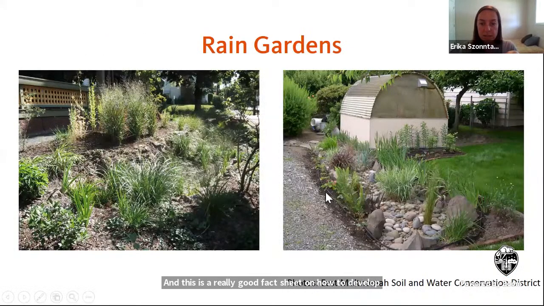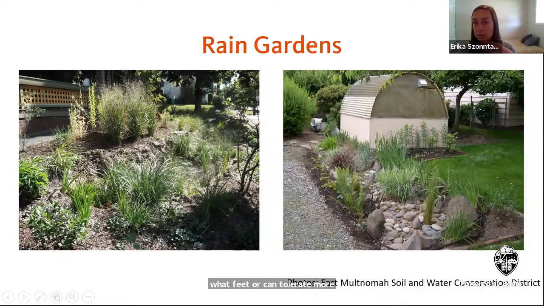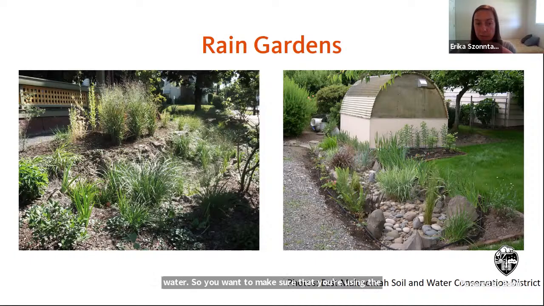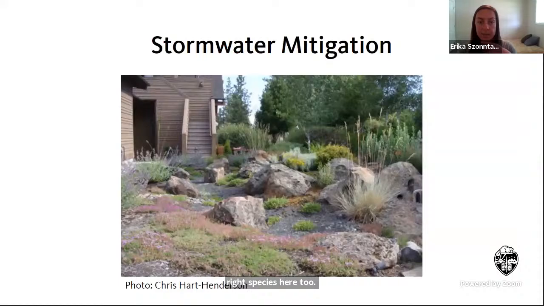And here are some pictures. It's really important to remember that a rain garden is not a wetland. It's not meant to pond or pool the water. It's just meant to slow down the flow and to help water infiltrate into the ground. So you can see in both of these examples here, there's a bit of a slope with some rocks that help to slow the flow of water. And then plants that are not wetland plants, but they're plants that don't really mind wet feet or can tolerate more water. So you want to make sure that you're using the right species here too. And there are plant lists available for rain gardens.